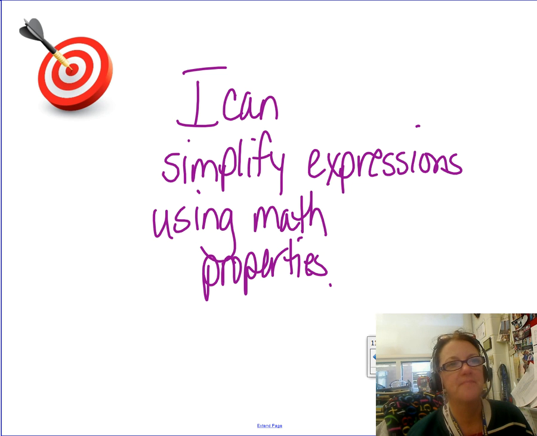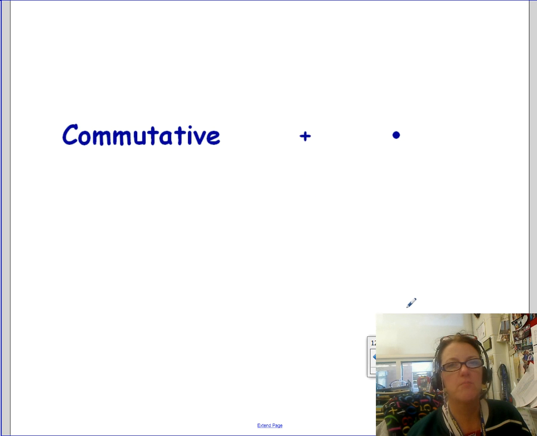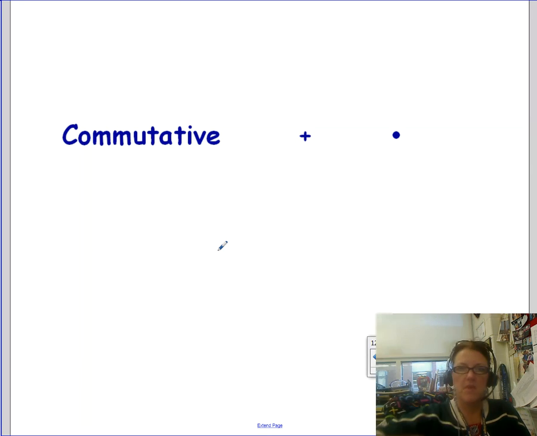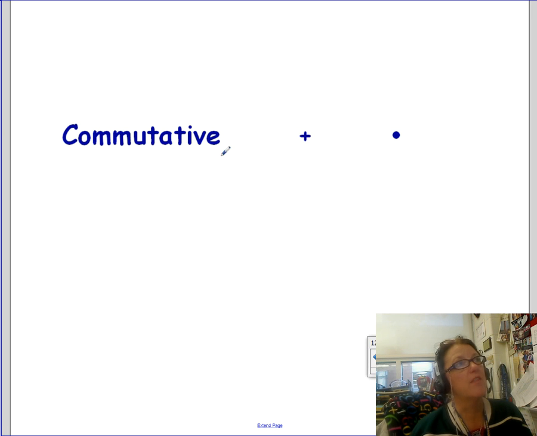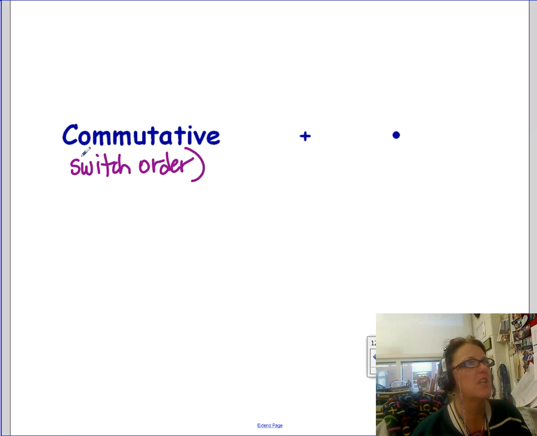Here we go. Ready? All right, first one is called commutative. Have you ever heard someone talk about how they commute to work? That means you're driving from your house somewhere to work, and then you come back. It's back and forth and back and forth. Well, in math, for the commutative property, right under this word commutative, I want you to think this: switch the order. I like to be brief with my terms, so say switch the order.